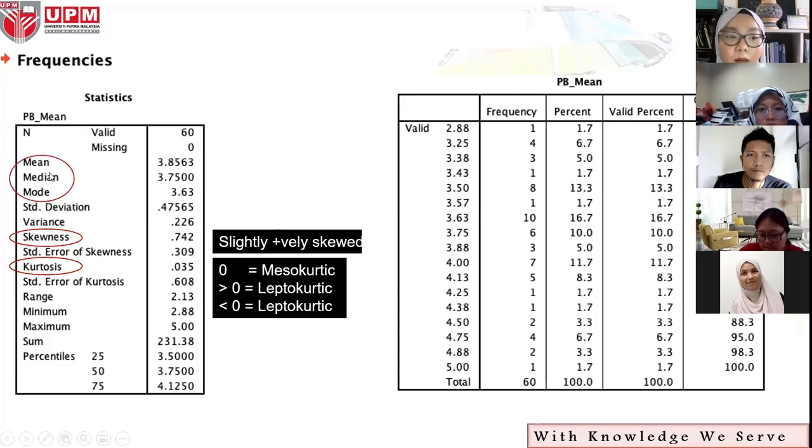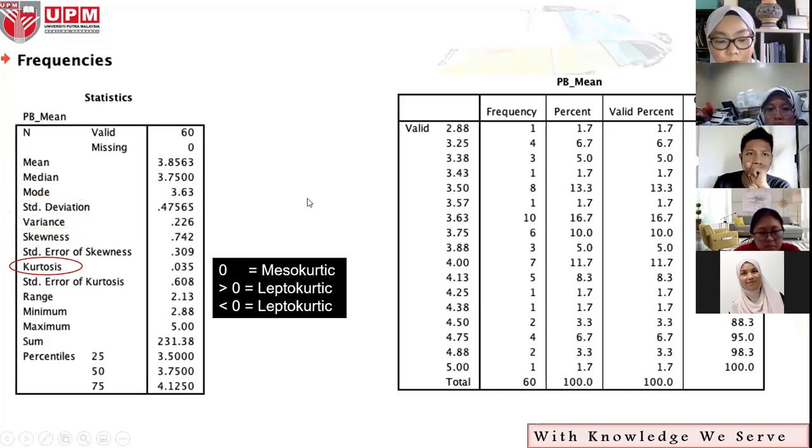Mean, median and mode represent your measure of central tendency, MCT. Next, standard deviation and variance represent your measure of dispersion. And then we have the skewness and kurtosis.